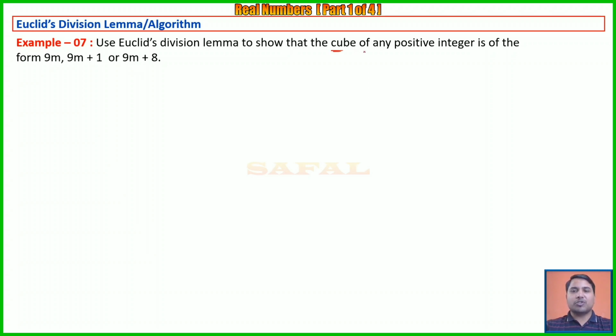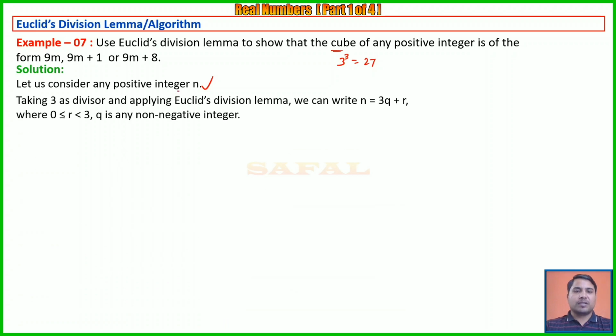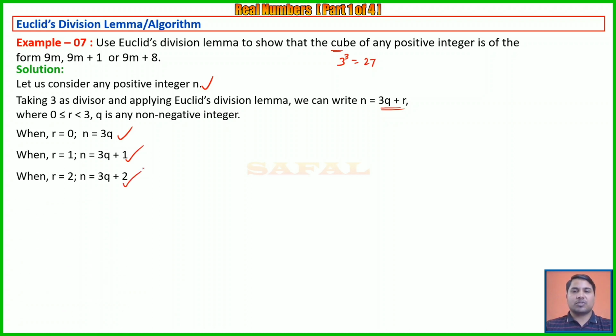Since they are talking about the cube, and the cube of 3 is 27, which is a multiple of 9, maybe I can take a number and divide it by 3. So that's what I am doing. Let us consider some positive integer n. So dividing n by 3, n can be written as 3q plus r. Now here r has possibilities 0, 1 and 2, 3 possibilities. So all 3 possible cases I am listing. When r is 0, n is 3q. When r is 1, n is 3q plus 1. And when r is 2, n is 3q plus 2.